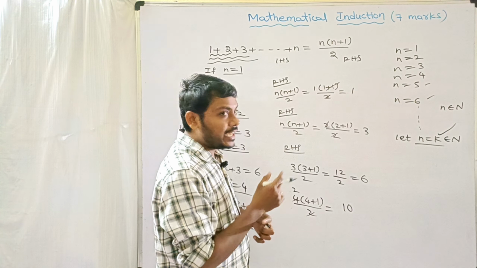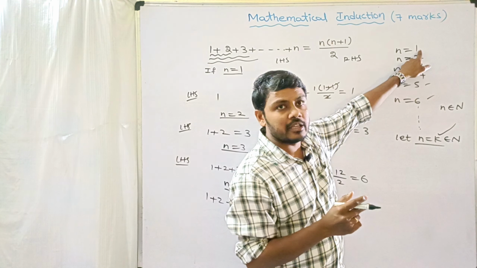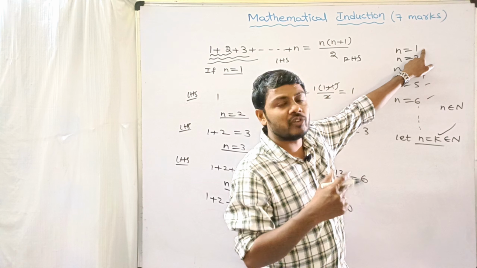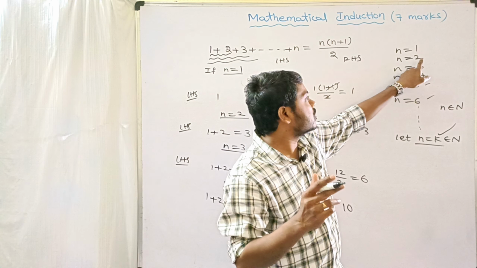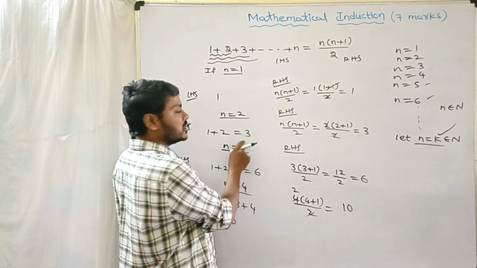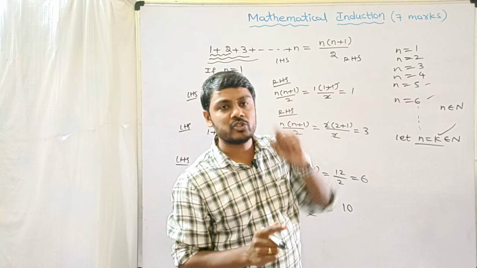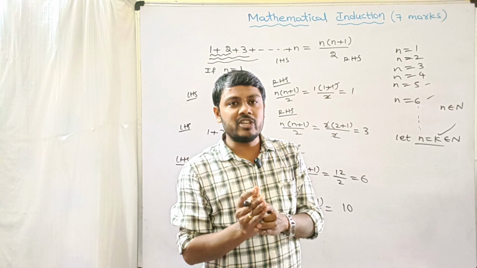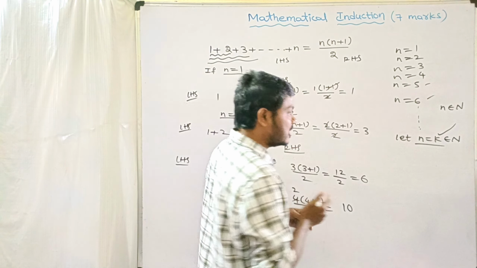Next we can take after k number. See here, the given statement is true for n is equal to 1. After 1, what will you get? 2, means 1 plus 1. So for n equals 2 also the statement is true. Next, for n is equal to 3 also the statement is true. So which means the given statement is true for consecutive natural numbers.